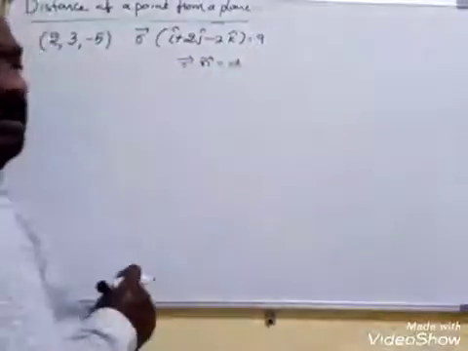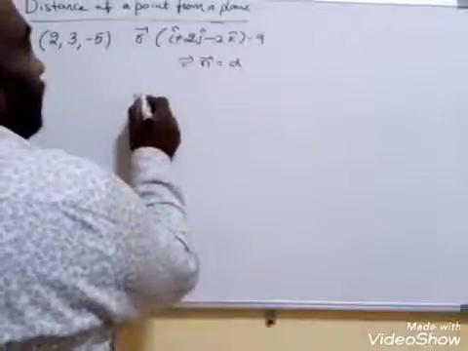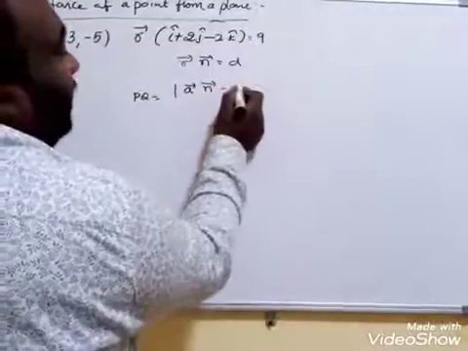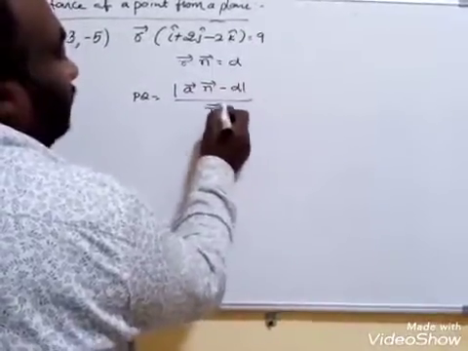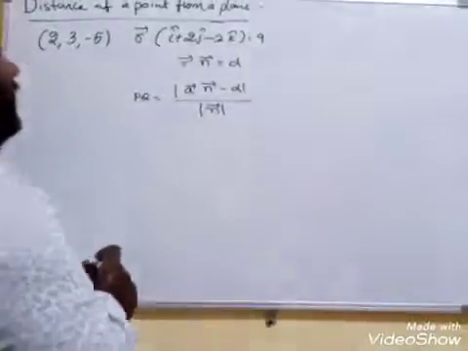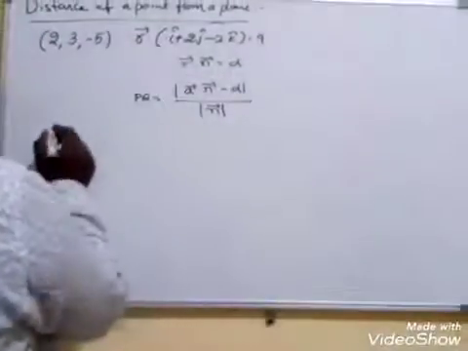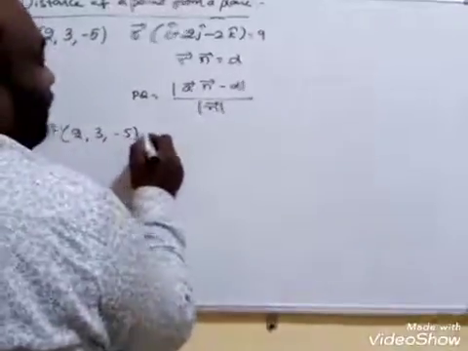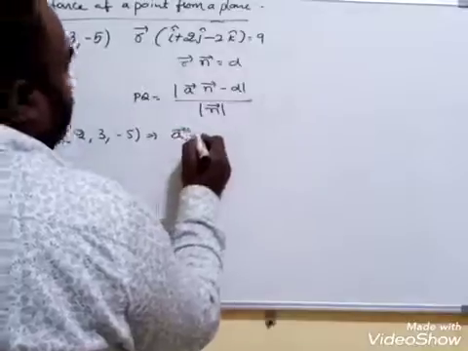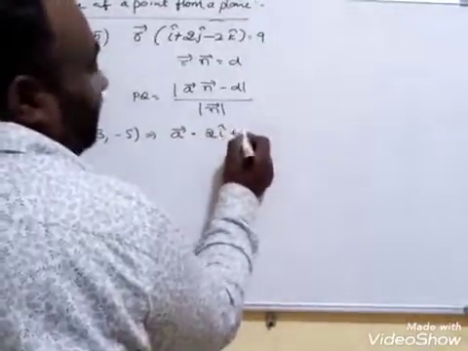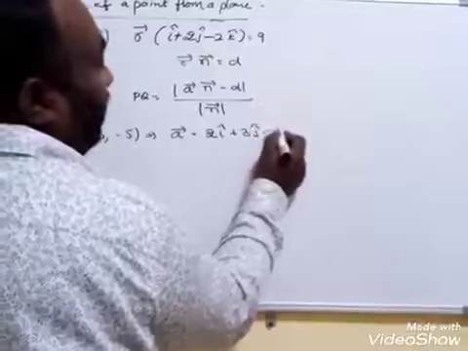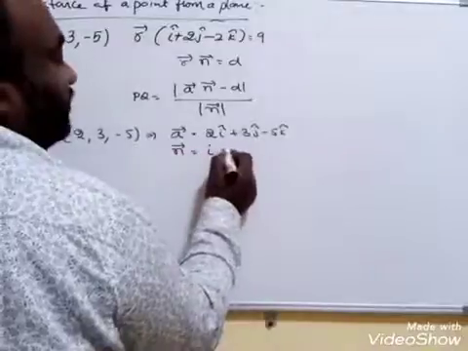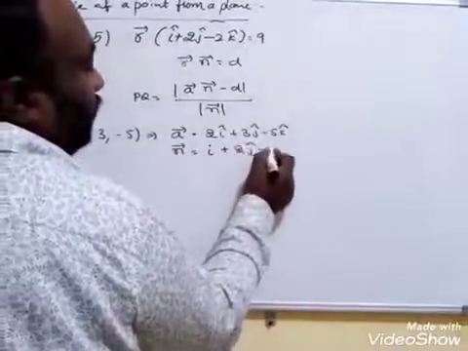Now, what is the formula we have for the distance PQ? PQ is modulus of a bar dot n bar minus d by modulus of n bar. Now here a bar, what are they given? P is given as 2, 3, minus 5. That implies a bar is equal to 2i plus 3j minus 5k, and n bar is equal to i plus 2j minus 2k.